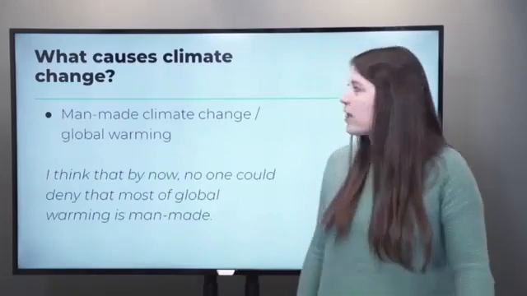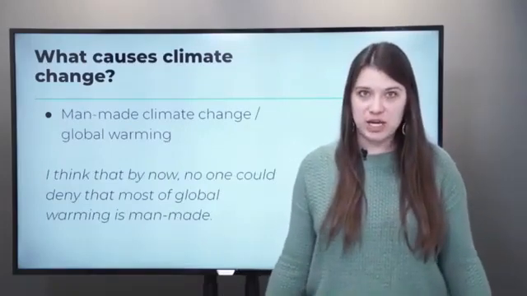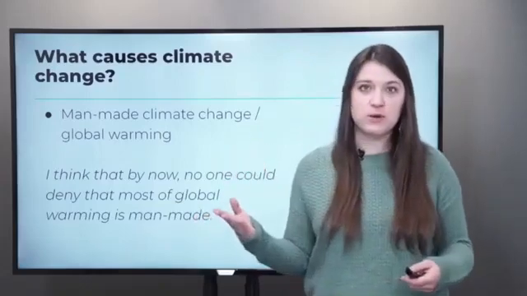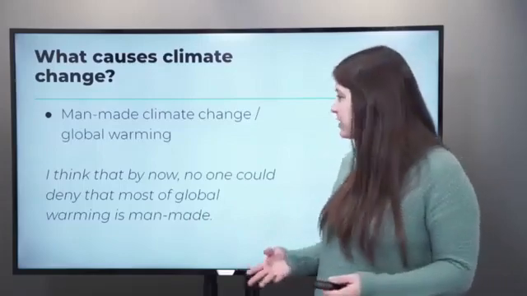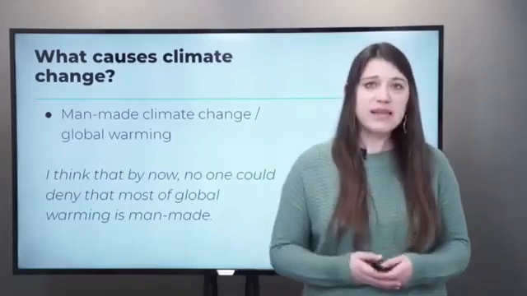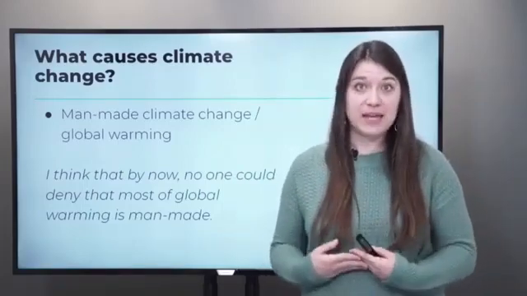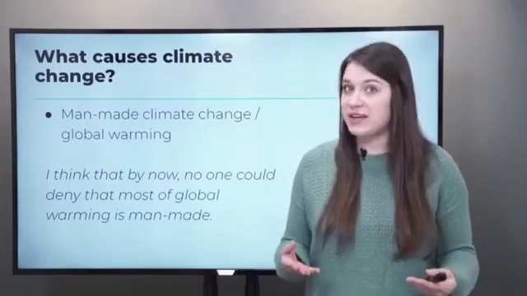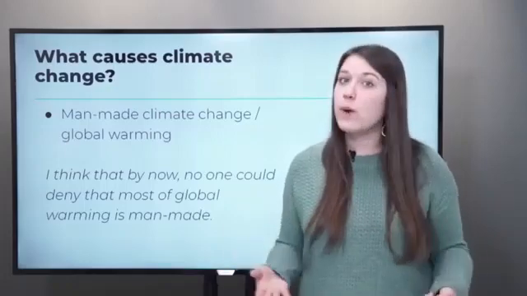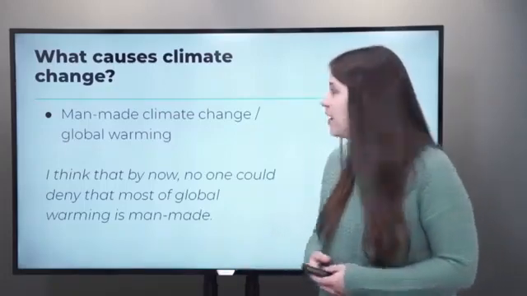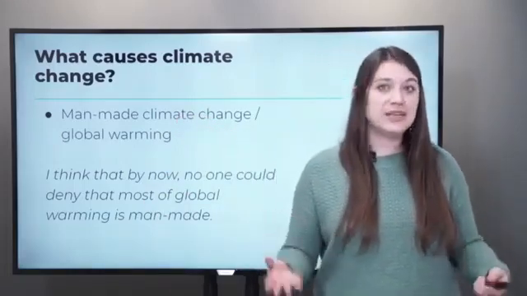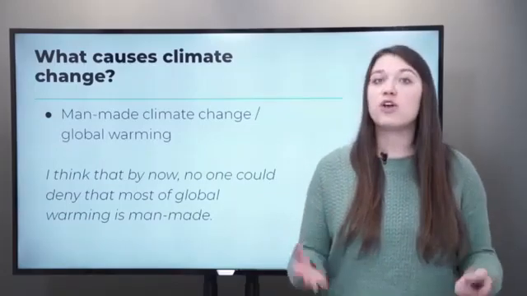Okay, more vocabulary related to what causes climate change. We have man-made climate change, and then we refer to global warming. For example, I think that by now no one could deny that most of global warming is man-made, meaning that human beings do things that actually damage the earth. For example, driving cars, creating waste, things like that. These are things that lead to man-made climate change. So not something that naturally happens, but something that we as humans cause to happen.